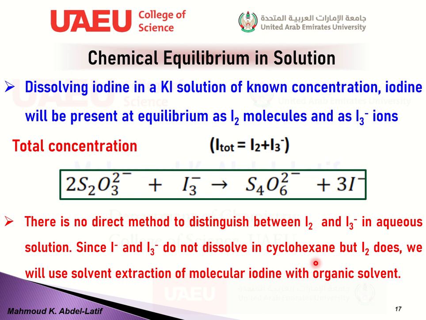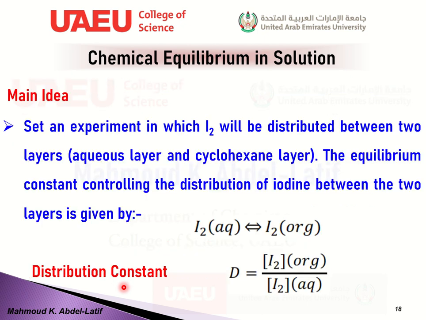So the trick is that we will use solvent extraction of molecular iodine with an organic solvent. The main idea is to set up an experiment in which iodine will distribute between two layers, the organic layer, which is cyclohexane, and the aqueous layer, which is water. The equilibrium constant controlling this distribution of iodine between these two layers is given by the following expression. You have iodine in aqueous solution, which will distribute between the aqueous and organic layers, and you can reach equilibrium between these two layers.